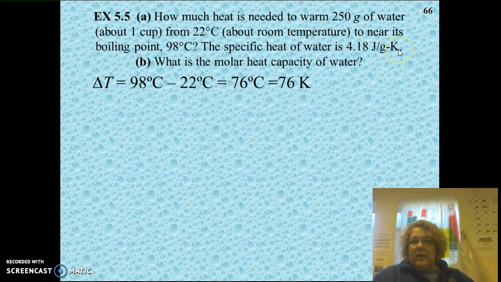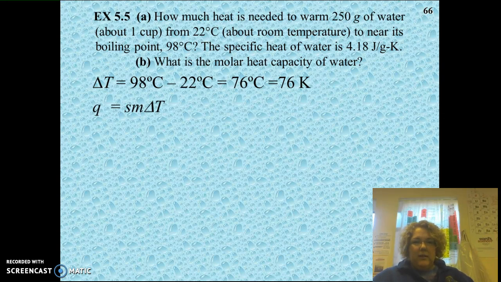I also want to cancel the Kelvin or Celsius. I want to get just joules. So once again, I would multiply so that the unit would cancel, and I'd be left with joules. So it would just be the 4.18 times the 250 times the 76. Voila, that's how much heat it would take. Everything cancels with the joules. Hopefully you followed that. If not, here's the formula.